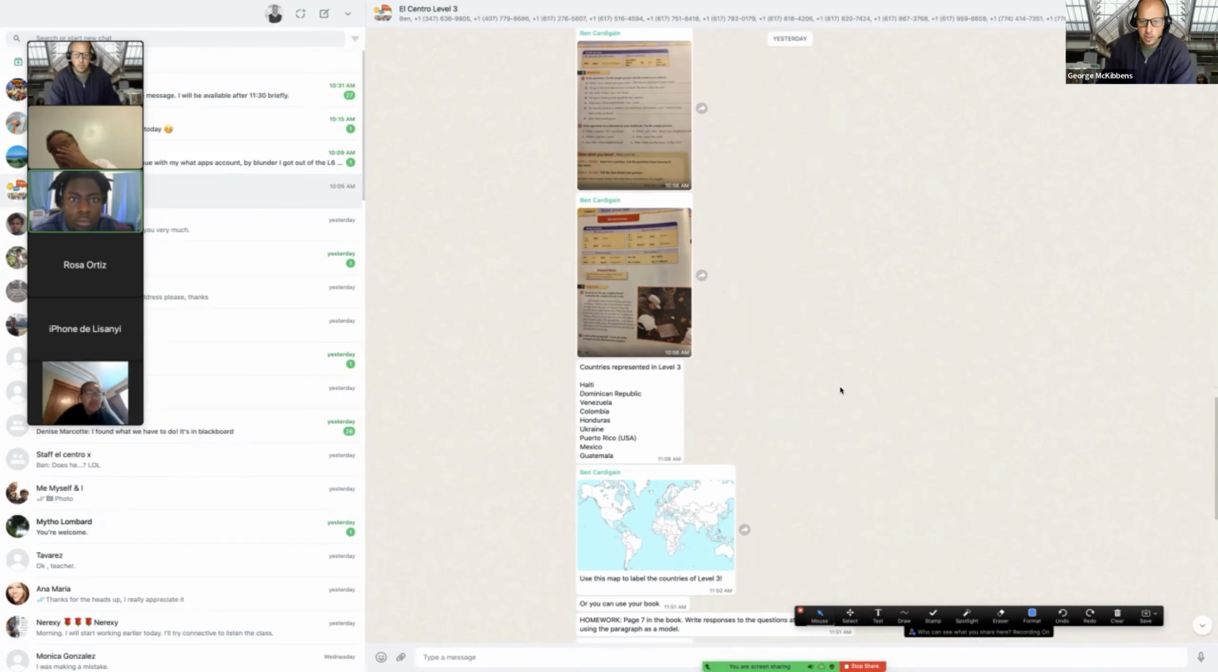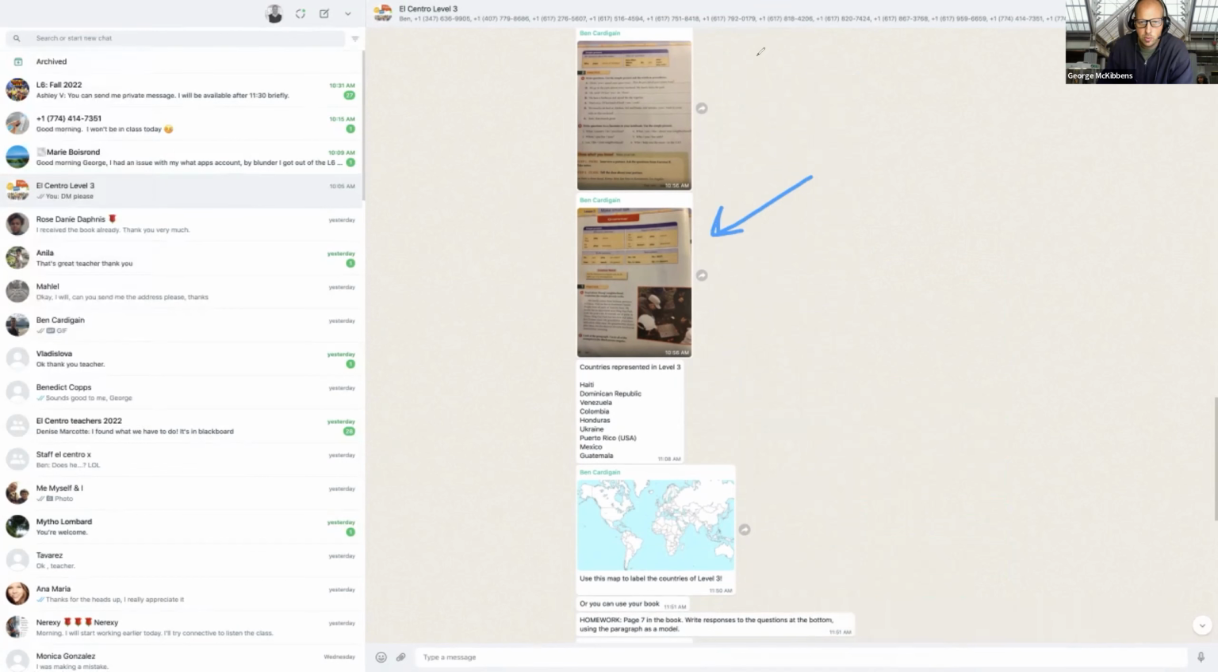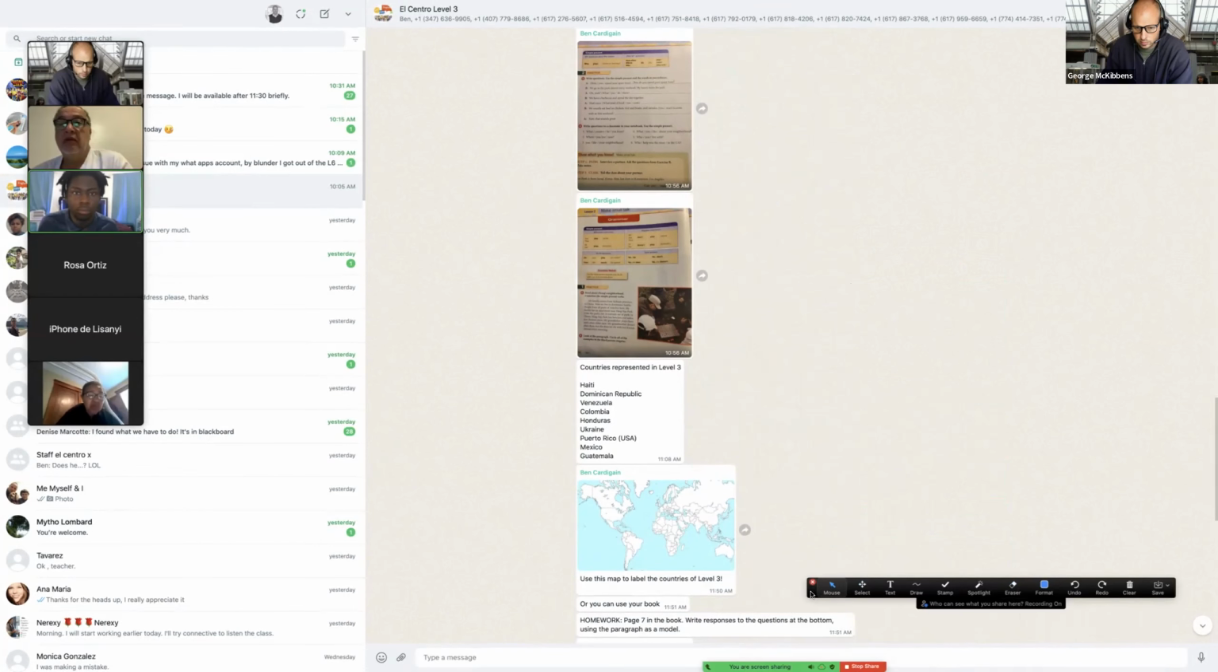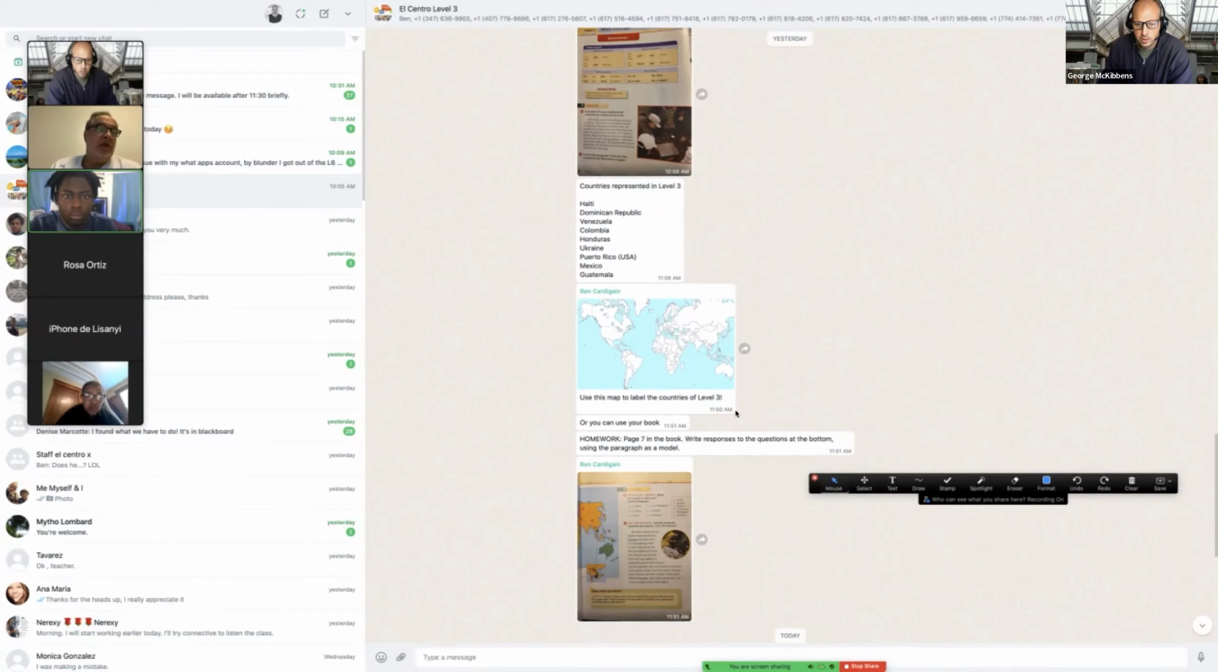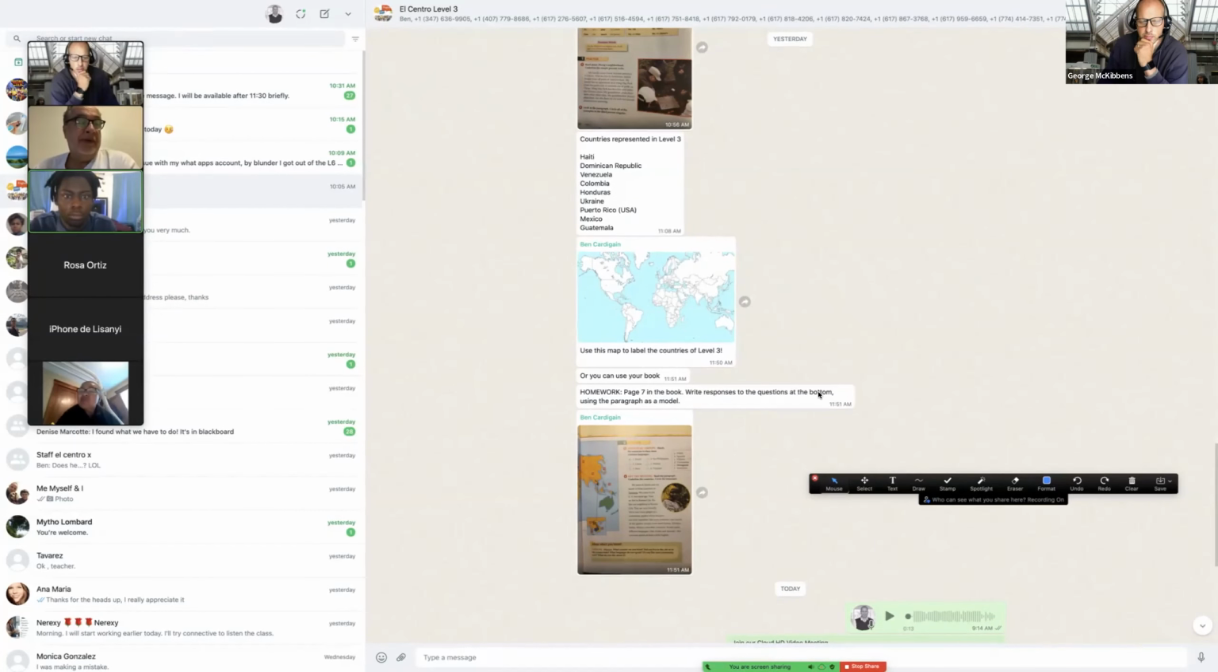Ben gave everybody pages that you read in class. You probably read this yesterday. He gave you lists of different countries from the workbook. And then he said, here is your homework. Homework, page 7 in the book, write responses to questions at the bottom.